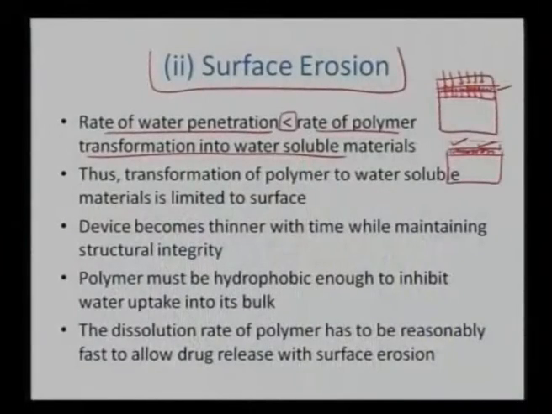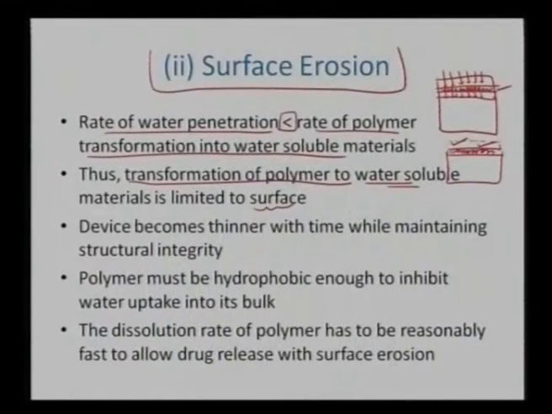So we can see a very sharp interface between the polymer which has been degraded and the polymer which is now being exposed to the hydrolytic environment. So what is happening? The transformation of the polymer to the water soluble material is now limited only to the surface, because the water penetration is so slow that it cannot go to the bulk and limits itself only to the surface.